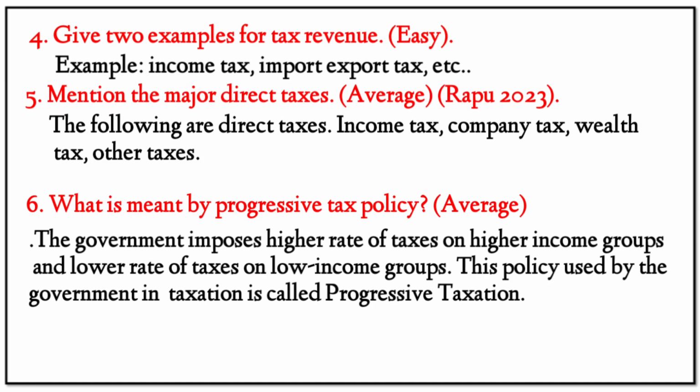Next, question number 4. Give two examples of tax revenue. Examples: income tax and import-export tax. 5. Mention the major direct taxes. The following are direct taxes: income tax, company tax, wealth tax, and gift tax. Next, question number 6. What is meant by progressive tax policy? The government imposes higher rates of tax on higher income groups and lower rates of tax on low income groups. This policy used by the government in taxation is called progressive taxation.